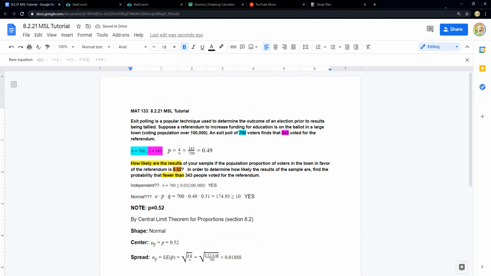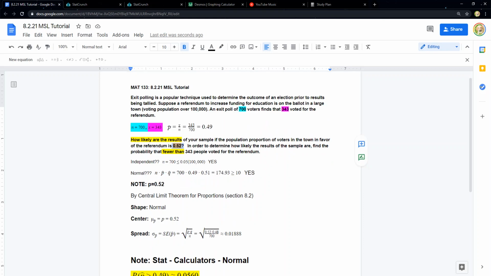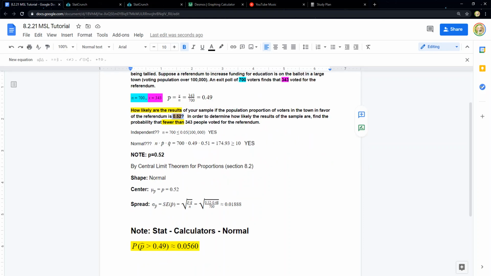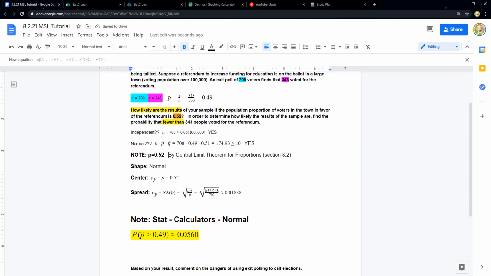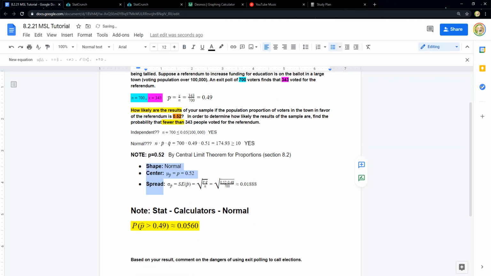Okay, so let's go back over this real quick. We've used the original problem. We get our x and our n. We get a p hat from that, which is our sample proportion, which is 0.49. Then they also gave us a p-value of 0.52, and we use that in order to find shape, center, and spread, right? So by the central limit theorem of proportions, we know shape, center, and spread are right here. Those pieces are from there, and we're allowed to use that because we know it's independent and normal, right? So we're going to grab that.